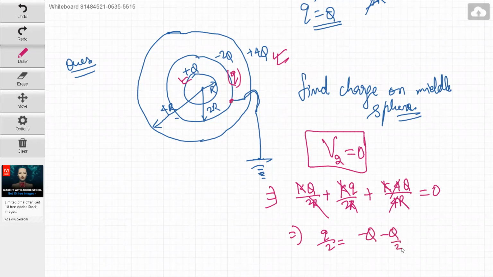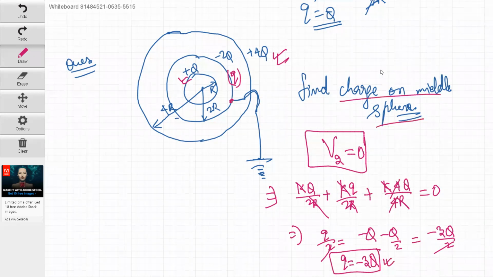So this is equal to q by 2 plus Q by 2 plus q, that is equal to 0, giving Q by 2 equal to minus 3q by 2. This 2 is cancelled out. Q is equal to minus 3q. Is this all right? Q will become equal to minus 3q.